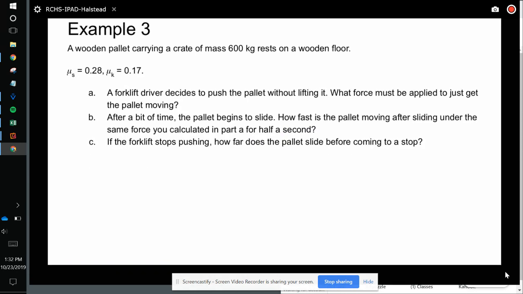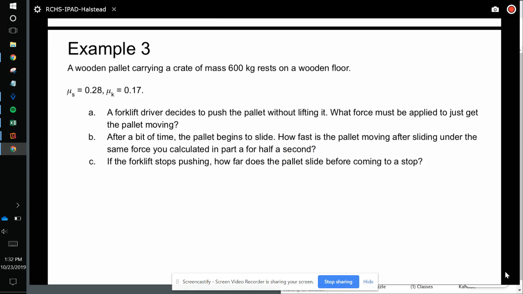Now I have one more example here, but I'm kind of running out of time. So we're going to do this example in class later, not right this minute. So we'll do it later.